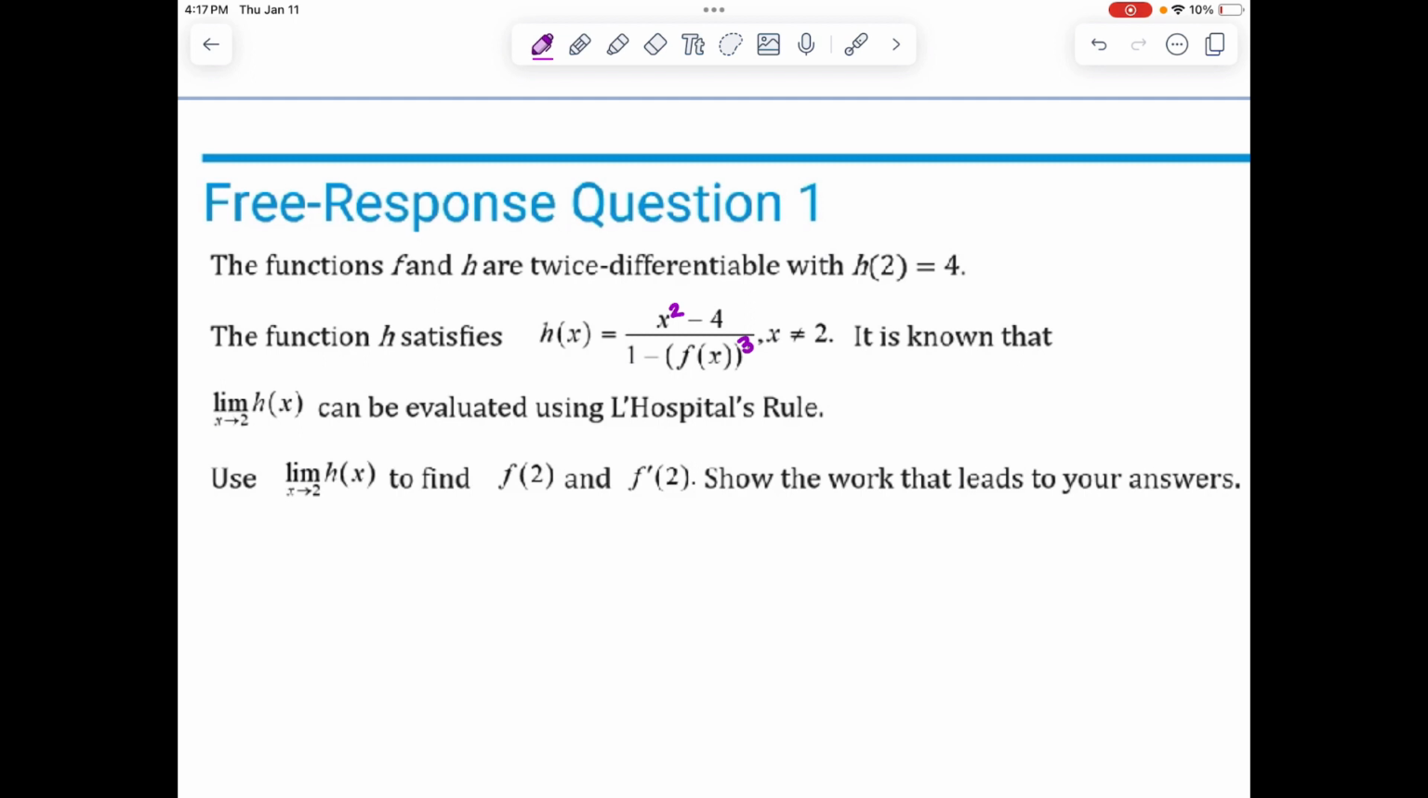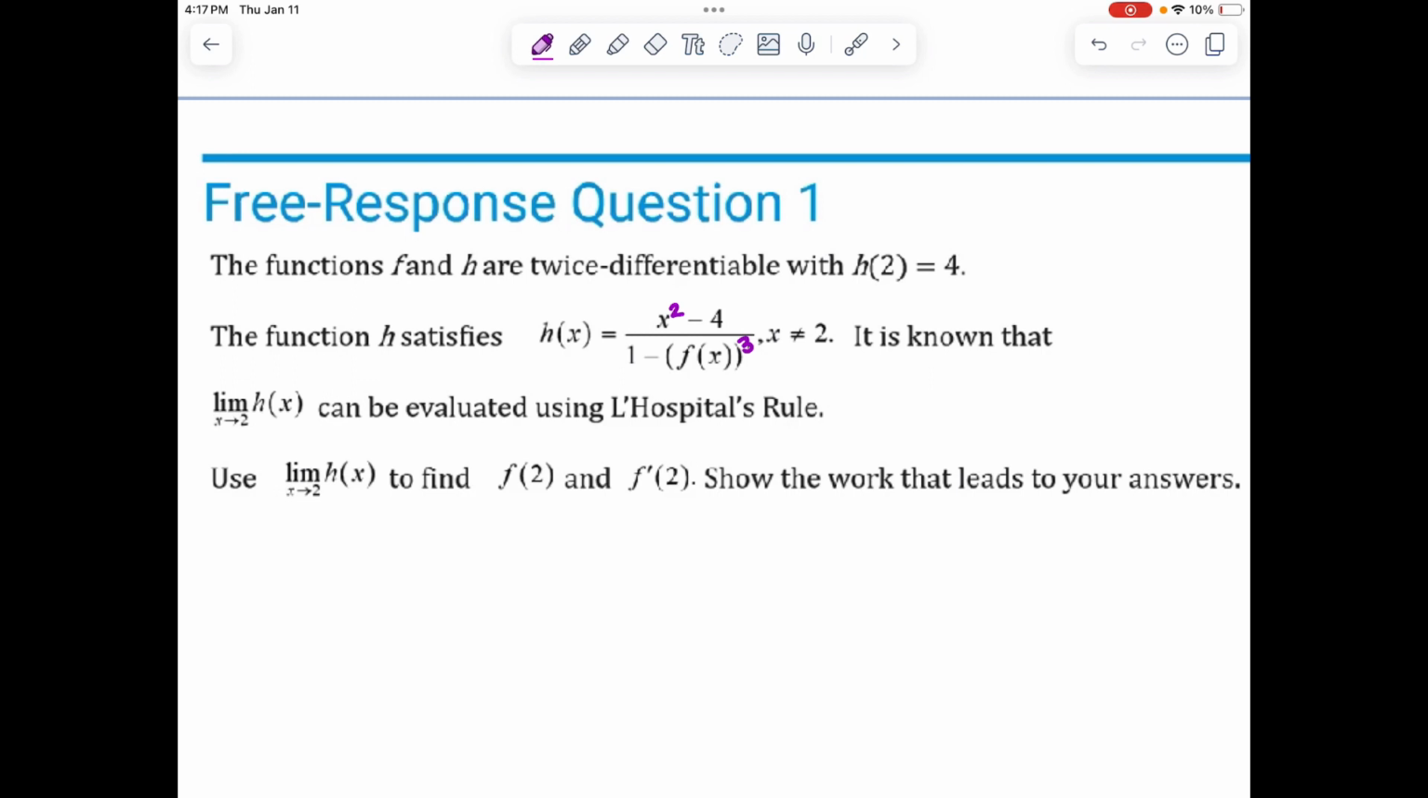It is known that the limit as x approaches 2 of h of x can be evaluated using L'Hopital's rule. Use the limit as x approaches 2 of h of x to find f of 2 and f prime of 2. Show the work that leads to your answers. So as you're looking at this, you might be like, what is this? This is impossible. And it is a really hard problem. And so just bear with me as I go through this.